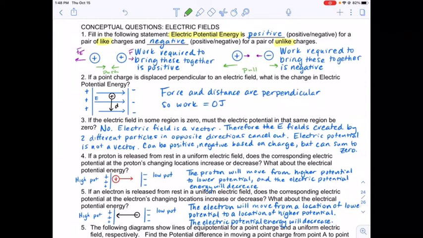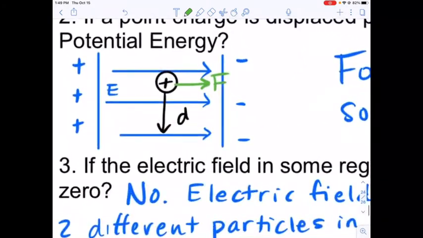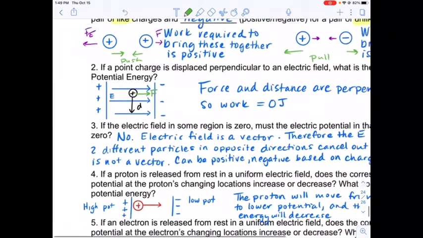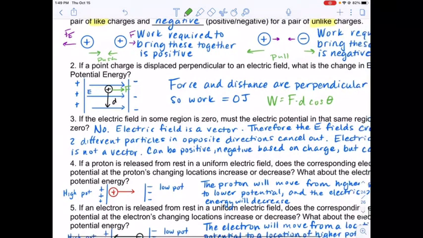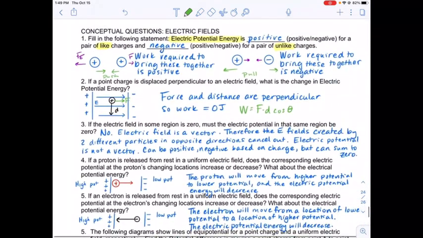Let's look at question 2. If a point charge is displaced perpendicular to an electric field, what is the change in electric potential energy? The force and the distance are perpendicular, so work is 0. The force due to the electric field is going to be to the right. So when force and distance are perpendicular, we get no work done. Remember that the definition of work is force times distance times the cosine of the angle between them. And the cosine of 90 is 0.